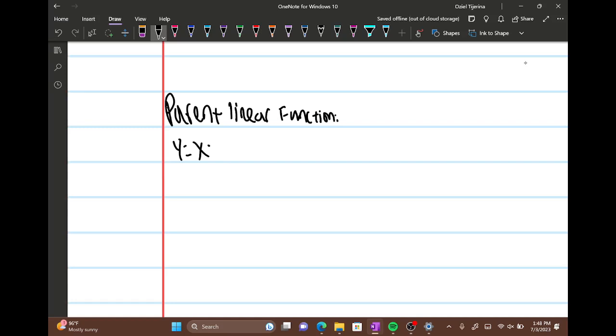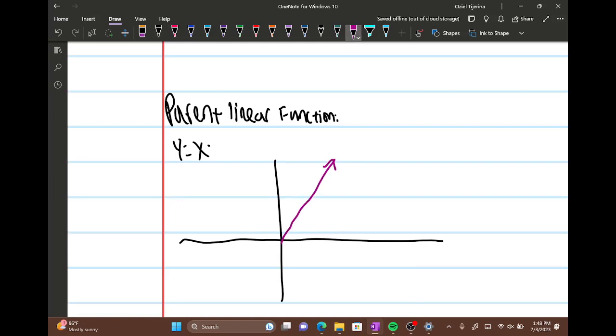The way it looks is it literally is a line that goes through the origin. The origin is always at the very center of your graph. So this would be y equals x. Now the features of this: this is y equals x. In other words, f of x equals x, right?